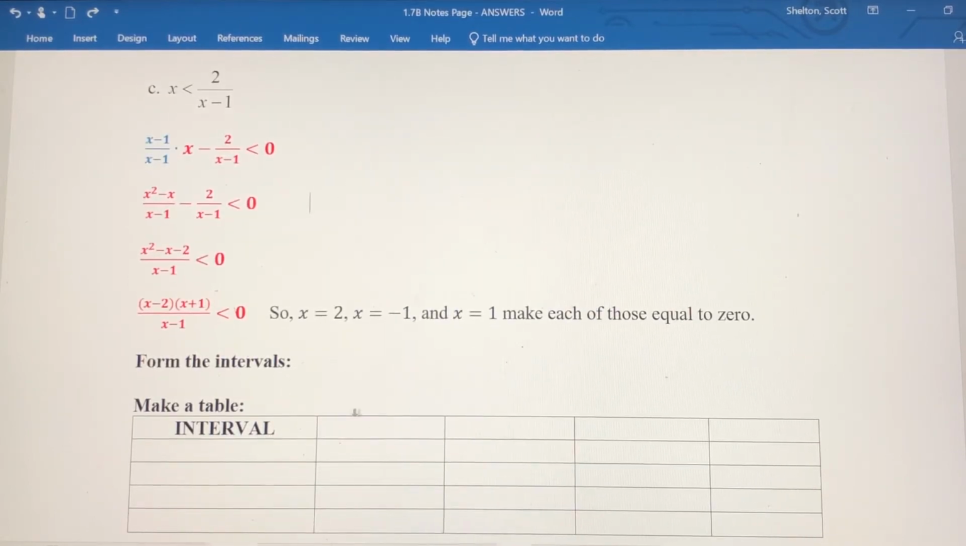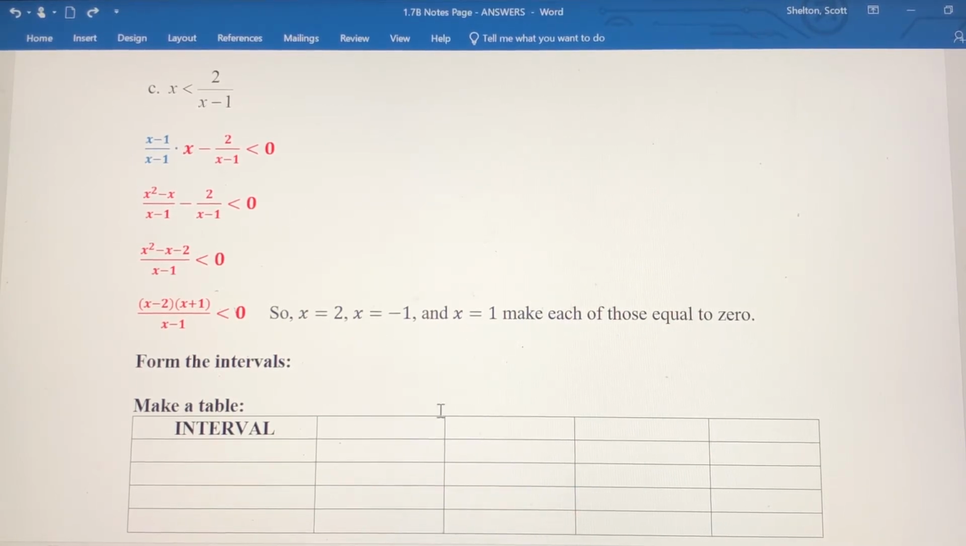Now notice my table has gotten a little bit bigger here, because in the previous problems, I only had 2 values here to help me form my intervals. Here I've got 3, so I actually need another column over here to deal with. I actually need another row too, because I had 3 factors I was dealing with, not just 2 like in the previous problems. So the smallest of these 3 values is negative 1.